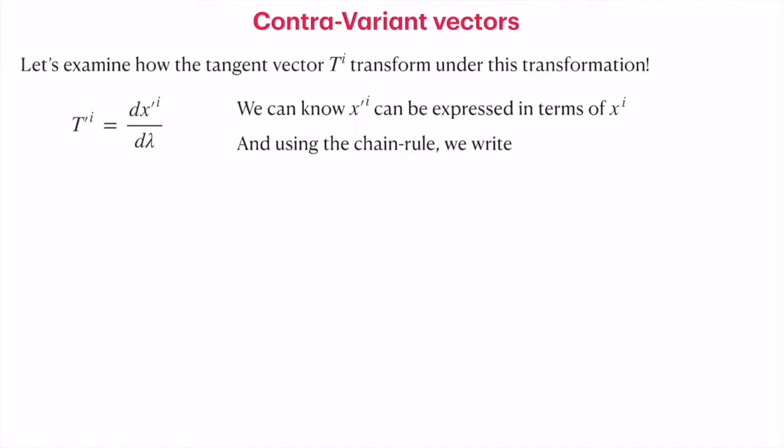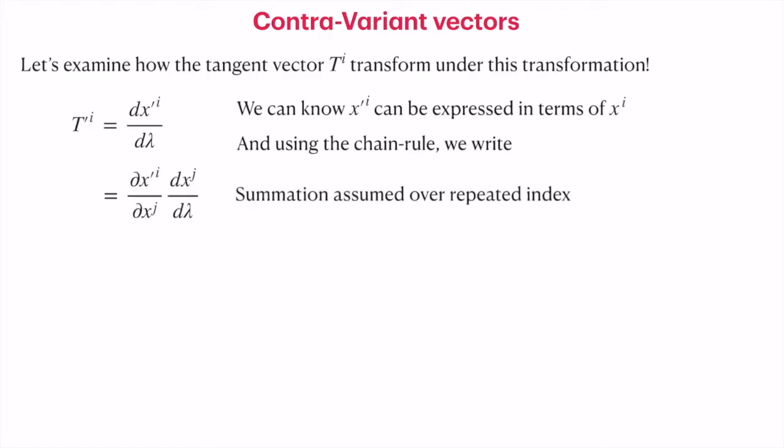We use the chain rule while differentiating, that is, when we do dx prime by d lambda, because x prime is now dependent on x, we can use the chain rule: dx prime i by dx j, times dx j by d lambda. Now summation is assumed here over the repeated index. You can see that this is done for all the coordinates and multiplied by dx j by d lambda.